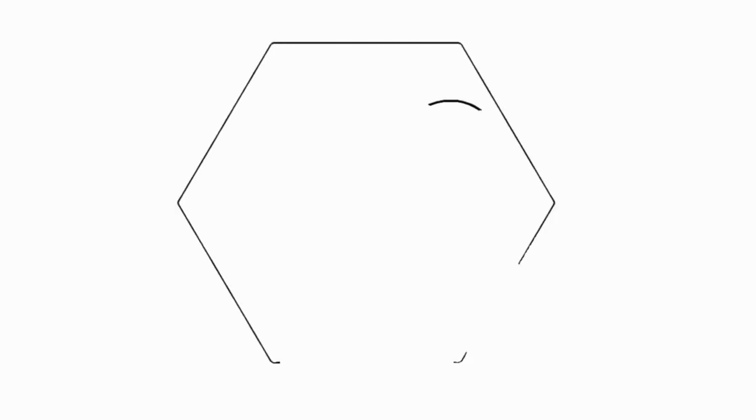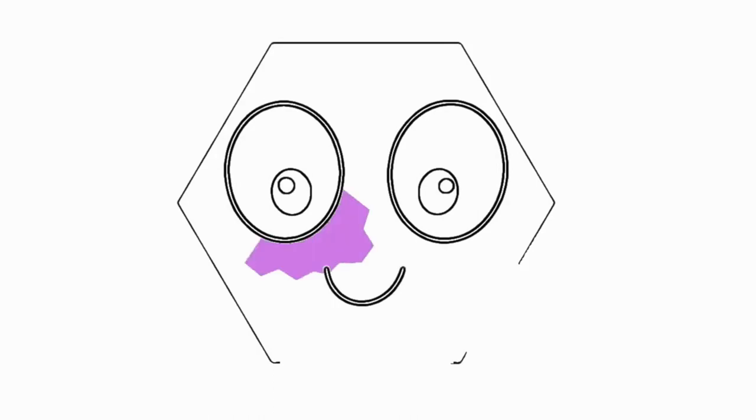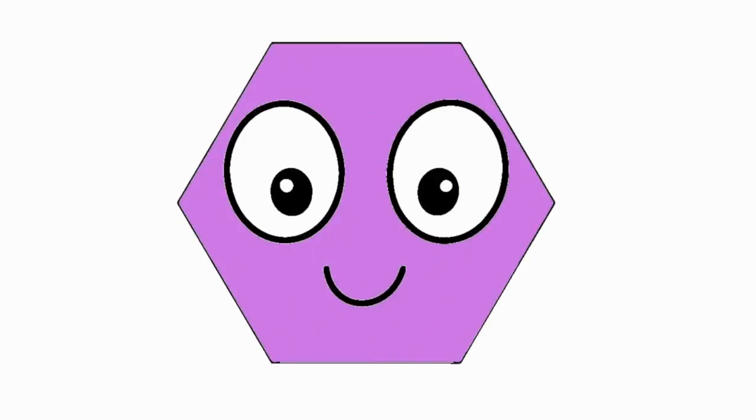Introducing the hexagon, the shape with six sides and six angles. Hexagons are like honeycombs, filled with sweetness and symmetry. They're nature's favorite shape, found in beehives, snowflakes, and even the cells in your body.